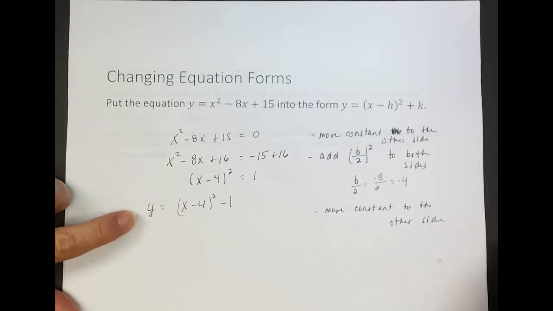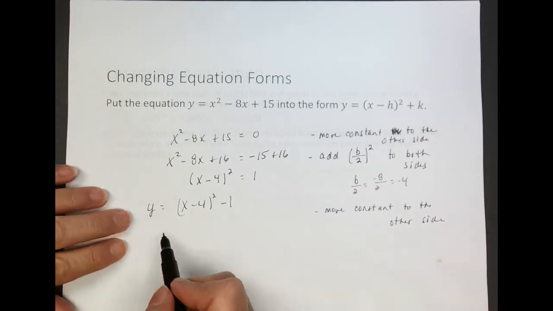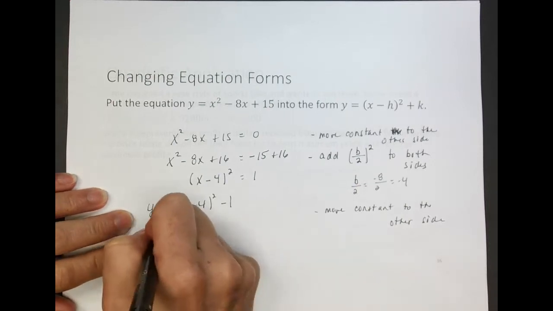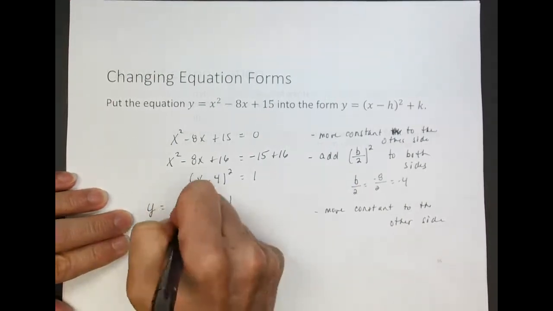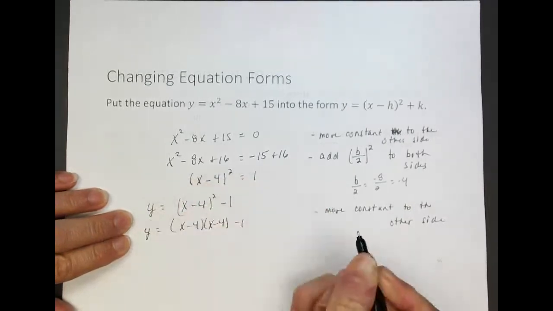Okay, now what if I have the vertex form and I want the standard form? Well, that's nice and easy. All I have to do is simplify the vertex form and multiply it out, right? So y would equal x minus 4 times x minus 4, minus 1, right?